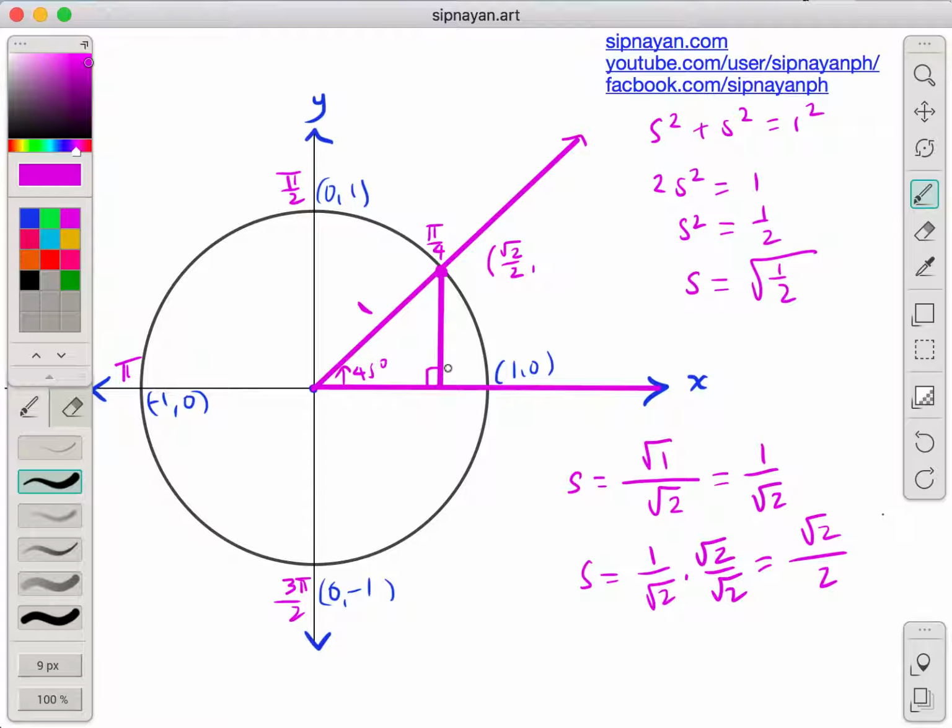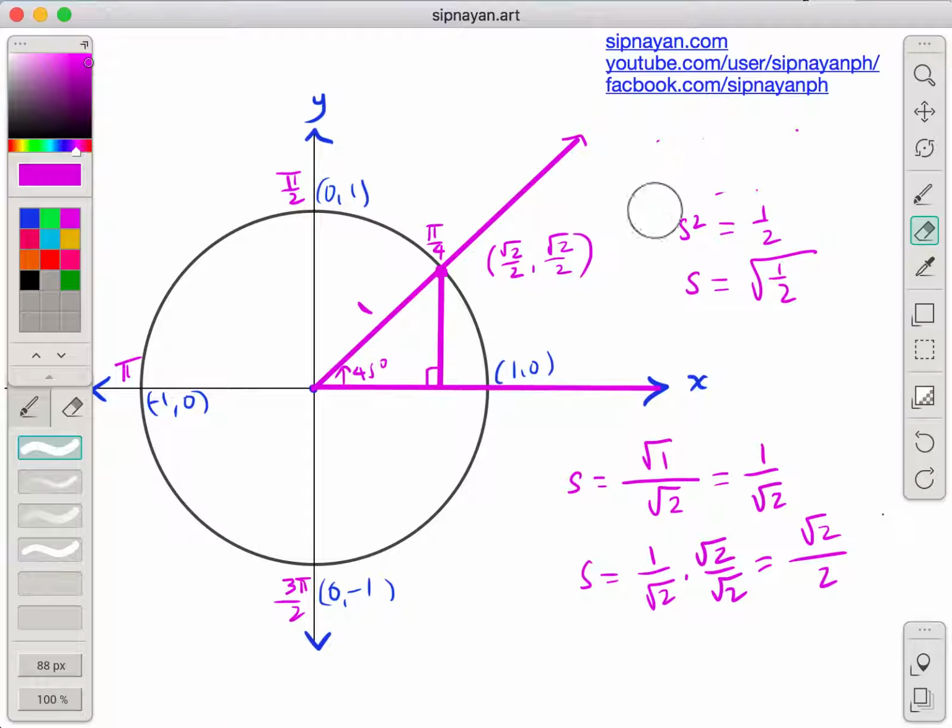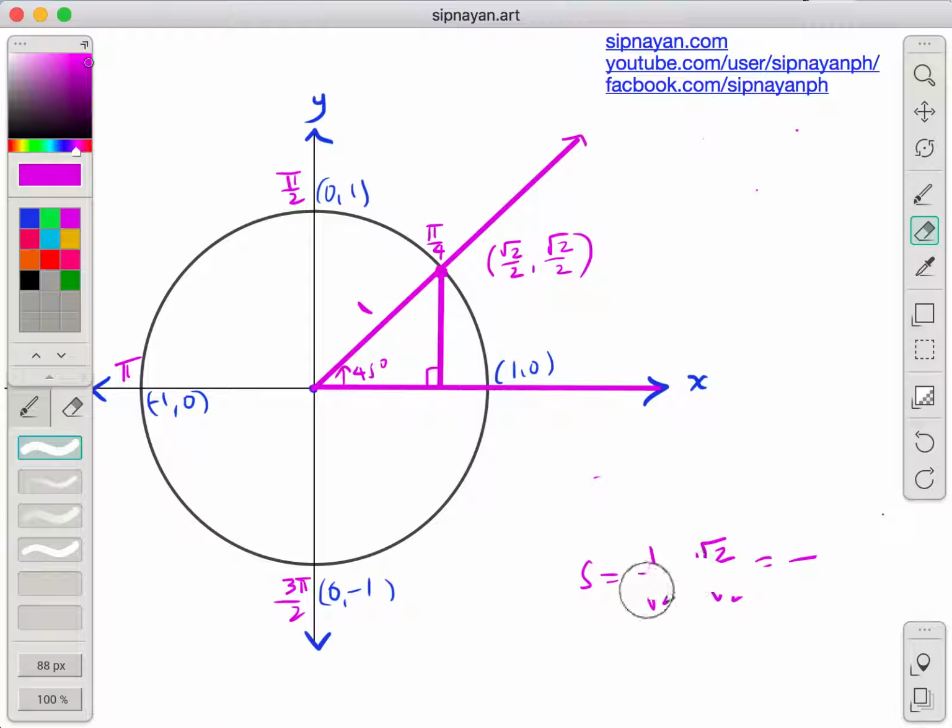What about the y coordinates? Same lang sila, di ba? Same sila ng length. So from here to here is square root of 2 over 2. Since 0 ito, ibig sabihin yung y coordinate nito ay square root of 2 over 2. So that's square root of 2 over 2. Gets nyo? So pareho na square root of 2 over 2 yung x and y coordinates ng point, which is the intersection of the ray and the circle. Okay.